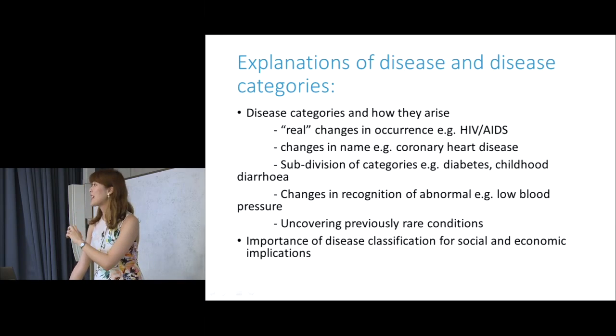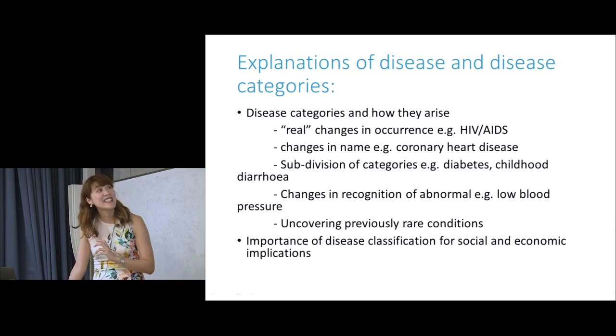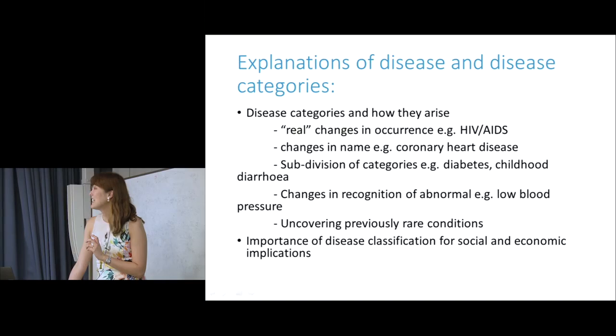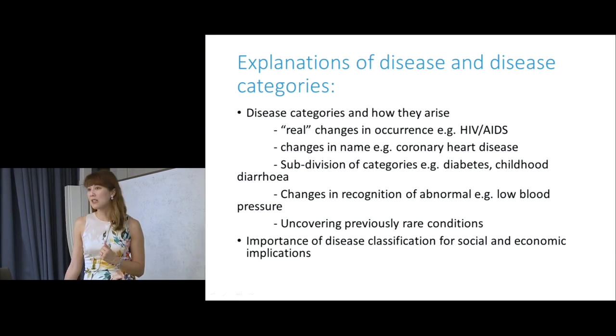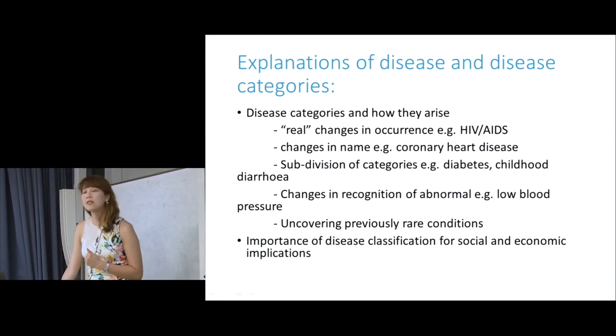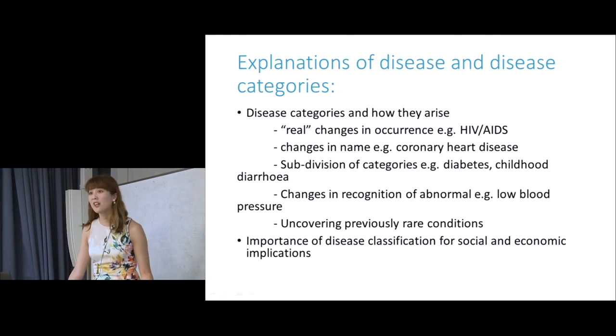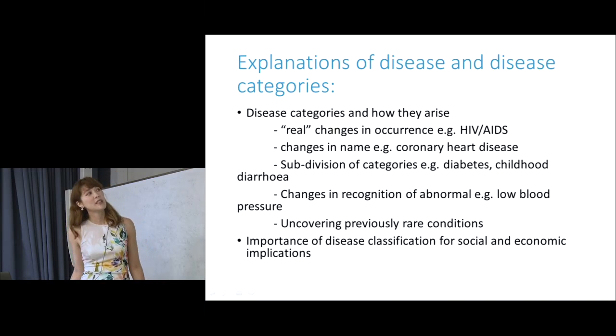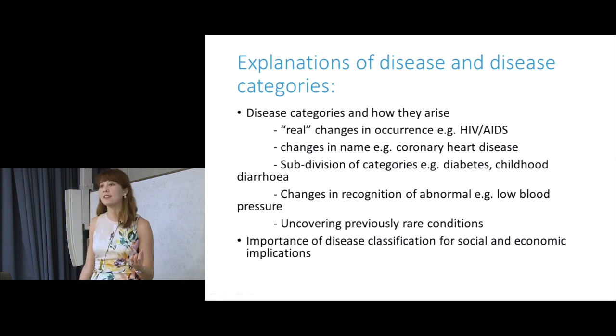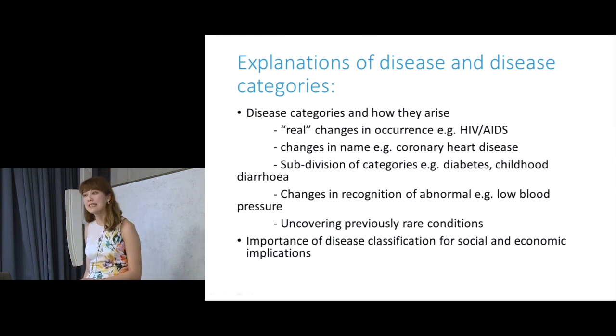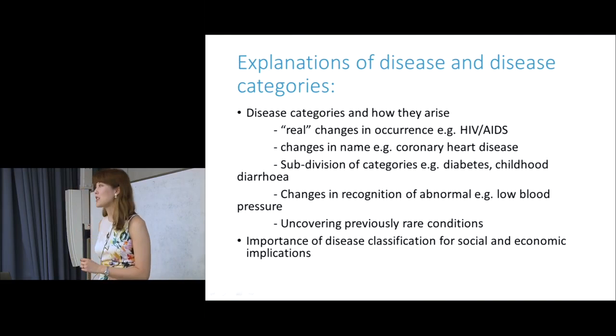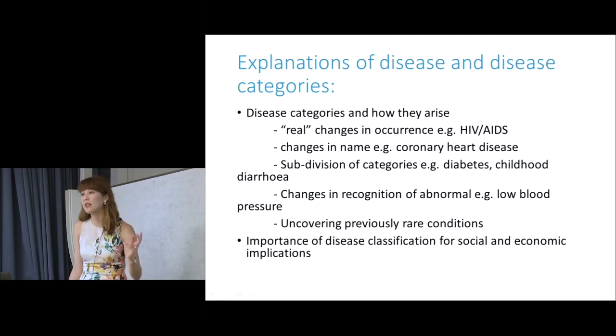Real changes in occurrence: HIV/AIDS. Jia Sensei works in that field. Before the 1980s, no one had heard of that. It didn't exist. It's a real disease that emerged. SARS, similarly, in our lifetime, was a new disease, or new in that we've recognized it. Changes in name: coronary heart disease, what it used to be called, unstable angina, changed over many years. Before that, it was something else.